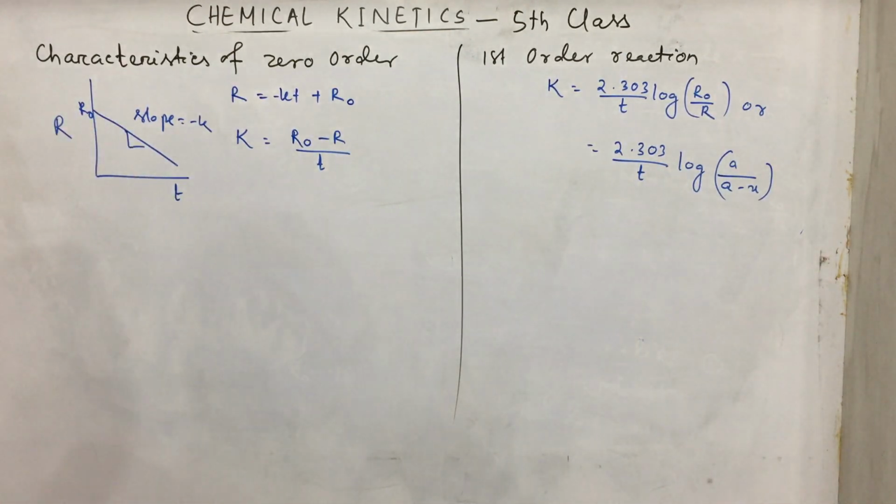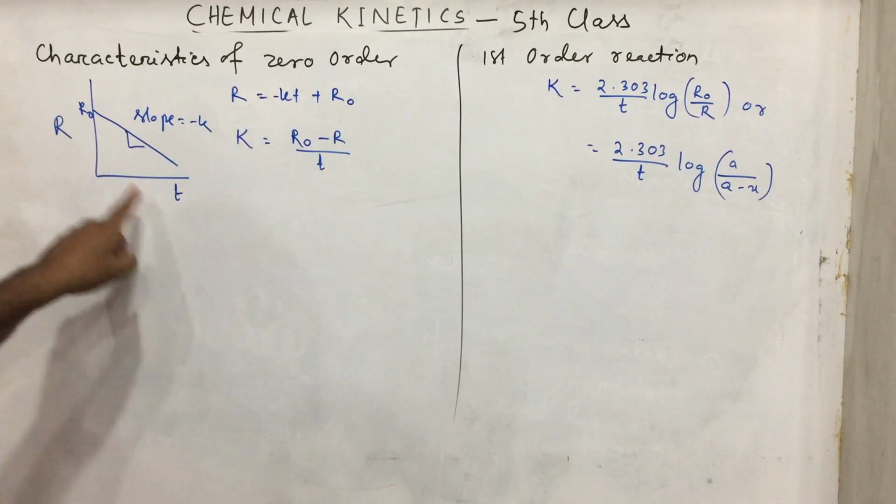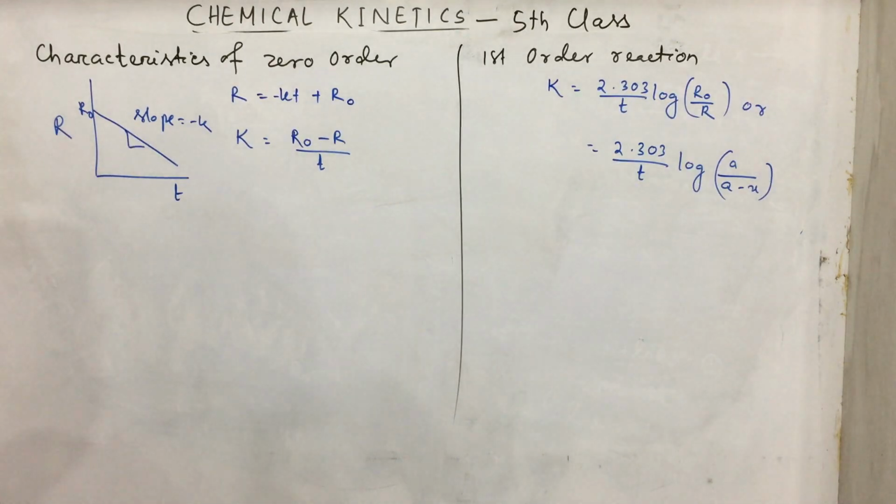So the first characteristic is the concentration. If you plot the graph concentration versus time, as the time increases, the concentration of the reactant decreases linearly. Clear? So this is the first characteristic.